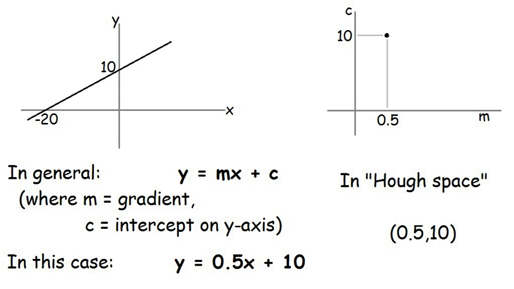Any straight line is defined by its gradient and its intercept, and we can represent those values on a different graph, one that plots m along the horizontal axis versus c up the vertical axis. The line y = 0.5x + 10 is represented on this new graph by the point (0.5, 10).